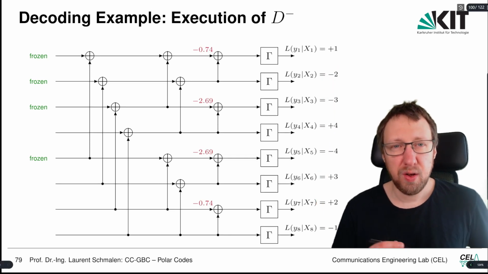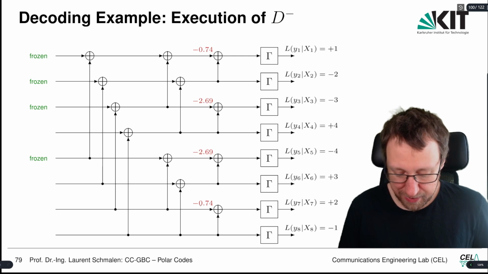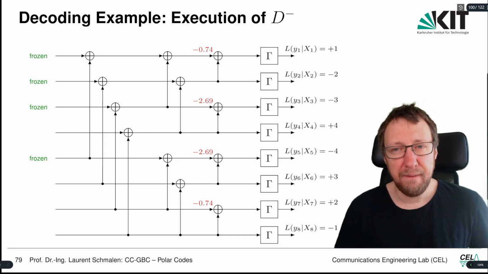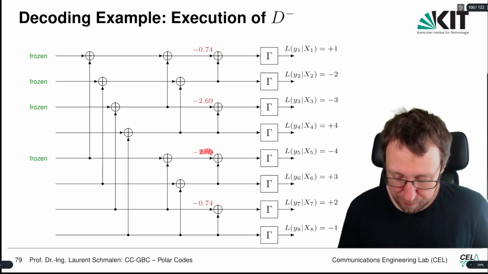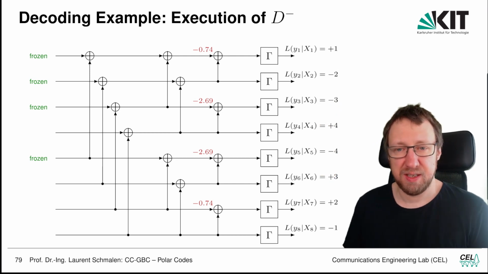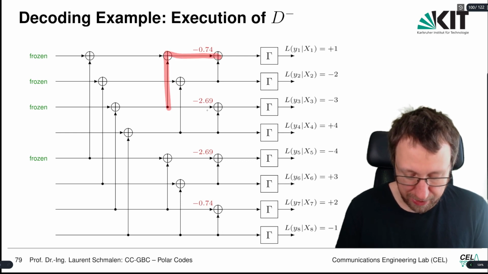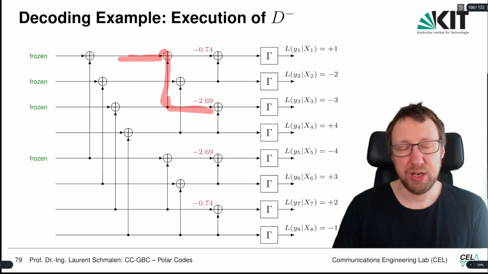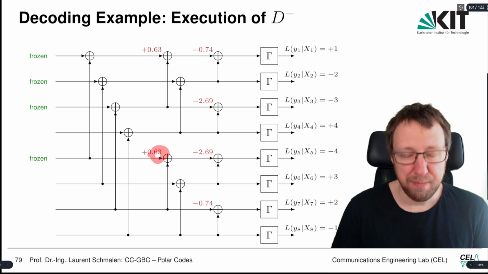So first, we undo the channel with D minus. So we do D minus channels, and we get these values over here. And these are equal by luck because here we use the same log likelihood ratios. So we execute D minus. Then we combine these two and do another D minus channel. So we do another D minus channel over here, and another D minus channel over here.